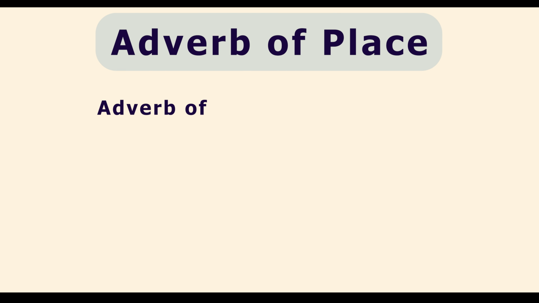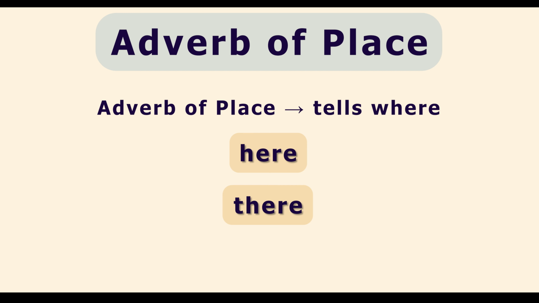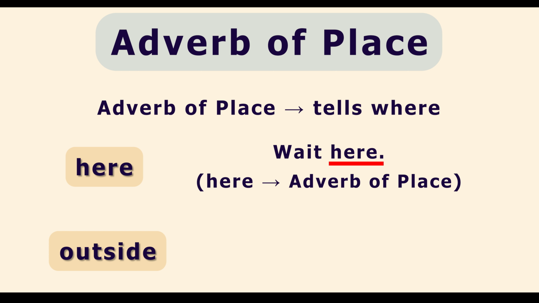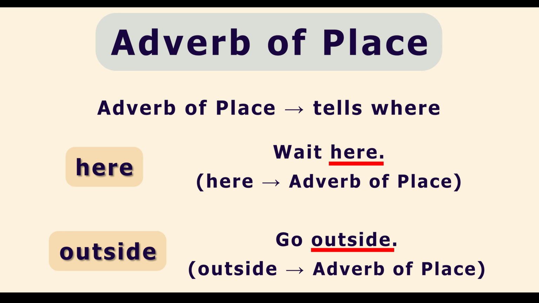Next, we have adverbs of place. Adverbs of place tell us where the action occurs, like here, there, or outside. For example, wait here. Here is adverb of place. Another example, go outside. Here, outside is adverb of place.